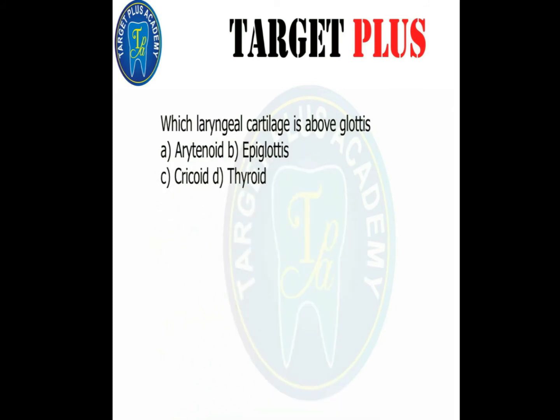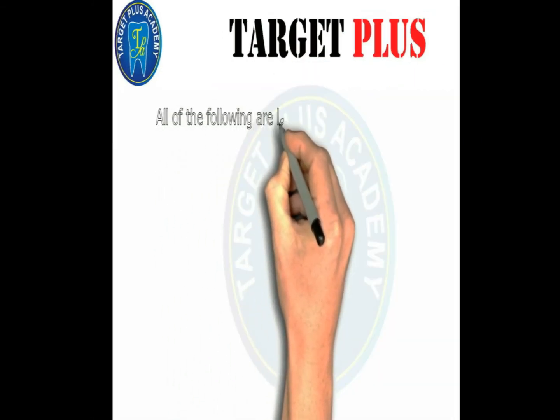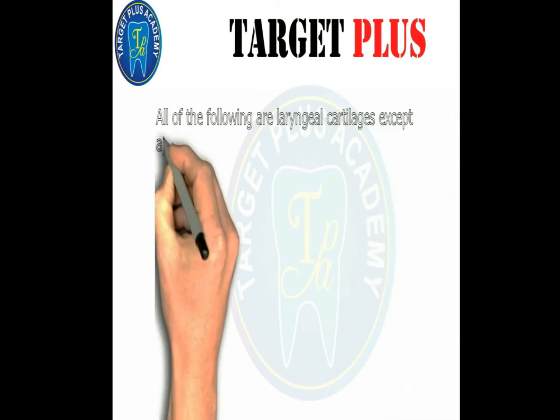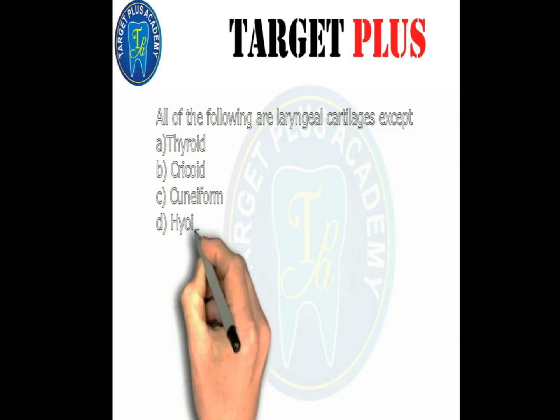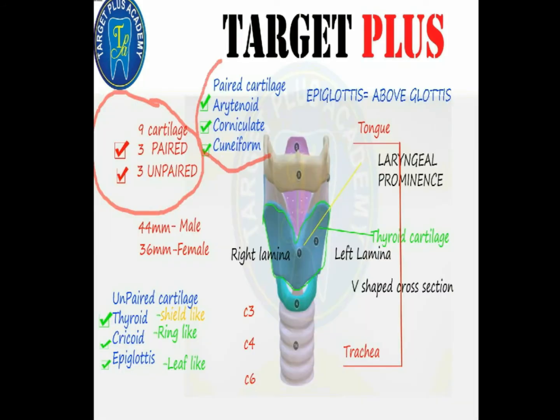Which laryngeal cartilage is above the glottis? Now the answer is epiglottis. Epi means above, and glottis. So your answer will be epiglottis. All of the following are laryngeal cartilages except? The answer is hyoid bone. We discussed there are 9 cartilages, 3 paired and 3 unpaired. So your answer will be hyoid.